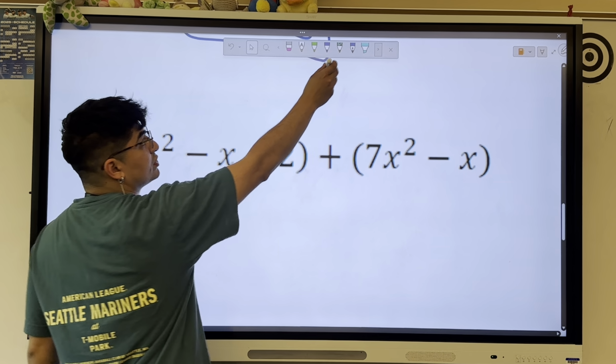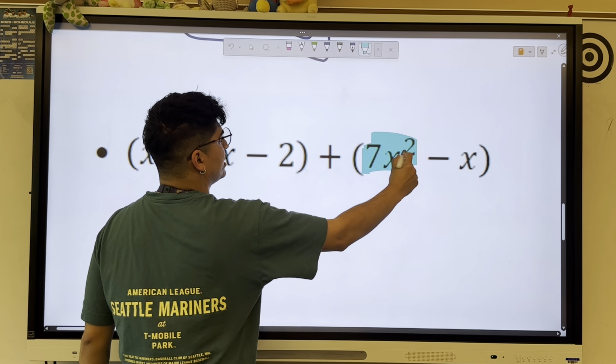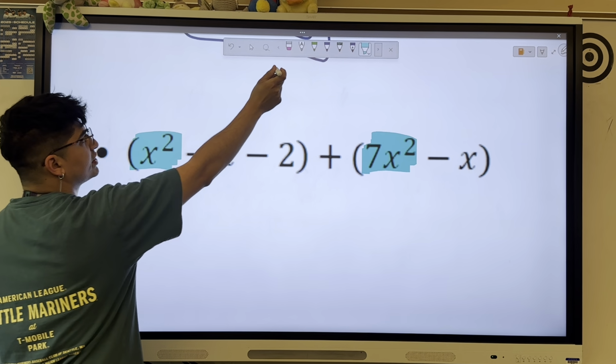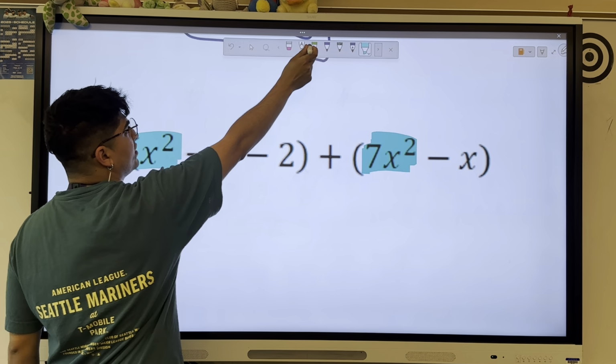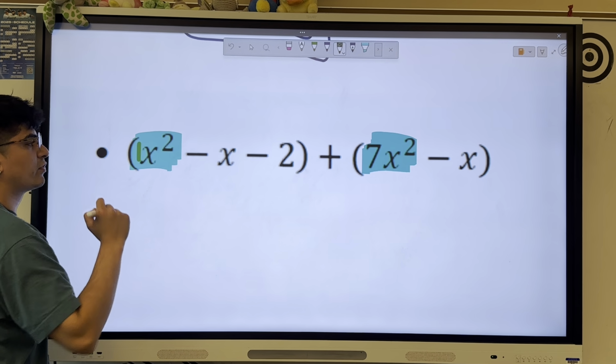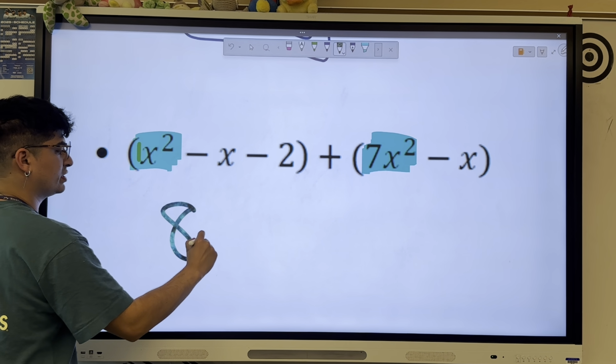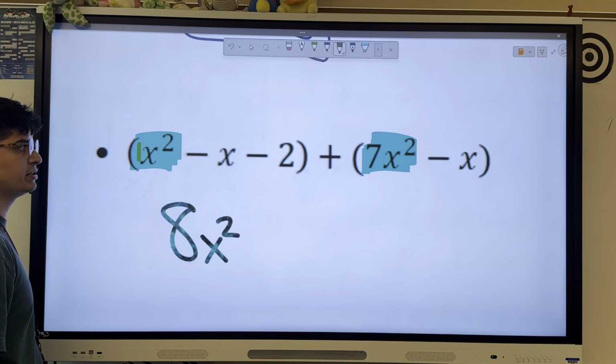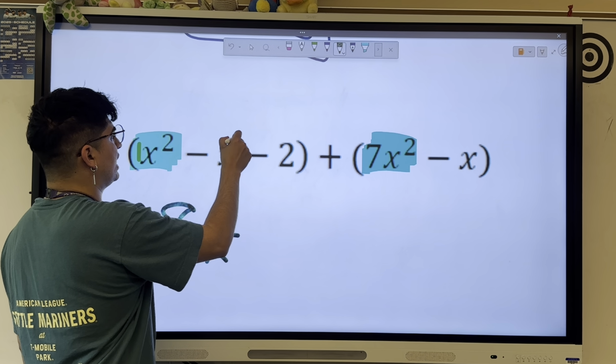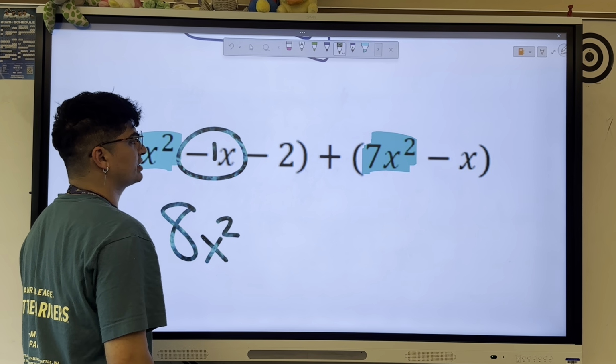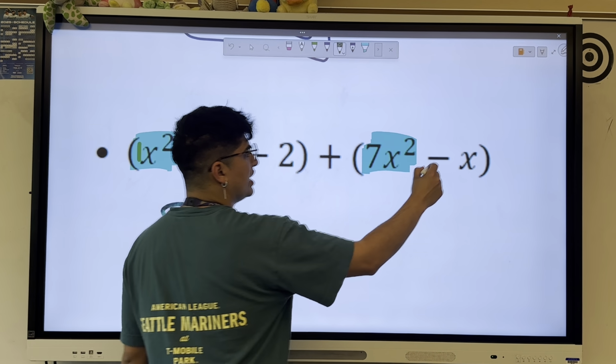So again, this was a little harder as soon as we start seeing variables with exponents. I know some people freak out, but again, you can think to yourself that this x has an imaginary 1 right in front of it. I have 7 of these, and I have 1 over here, meaning I have 8 total x squareds. On this one, I owe someone 1x, and I owe someone 1x over here. So in total, I owe 2x. And then finally, the negative 2 is all by itself.